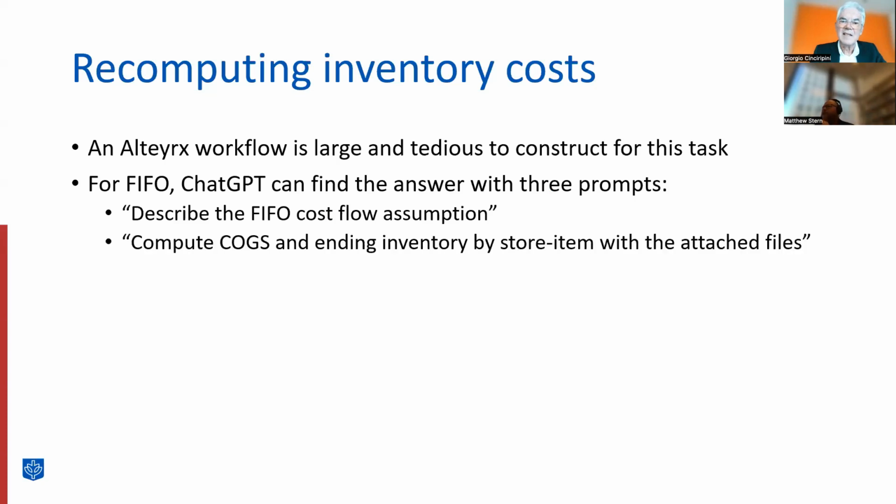And then I say, compute it. Here are the files. Notice I have to tell it to do the store item level. If you don't tell ChatGPT that, it's going to think everything's the same inventory item. It does like the example you might see in an accounting 101 class, what, one store, one item. So you've got to tell it, do it at the store item level. With that little bit of knowledge, it nails it.